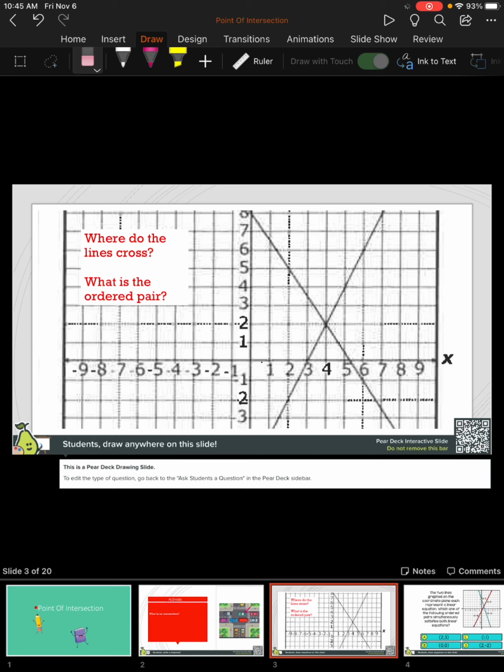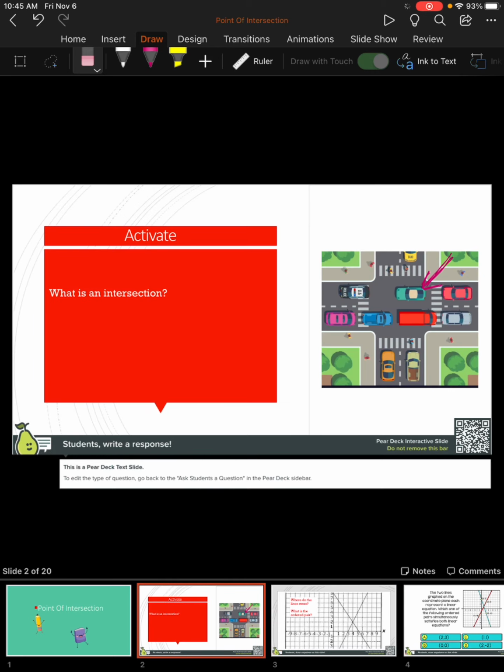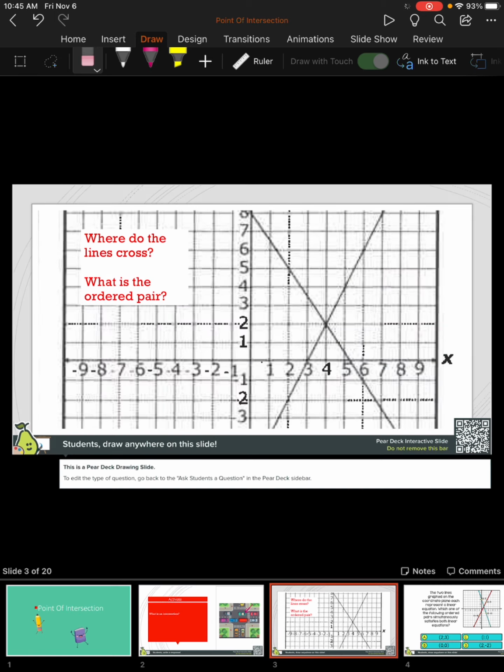Okay, now let's take a look at the point of intersection and what that means. So real quick, an intersection is, like if you're talking about a road, where the roads cross. So what we're going to focus on is where the lines cross. So take a look at that real quick, see if you can find where the lines cross. I bet you can. That's where they touch, right there. That would be our point of intersection.